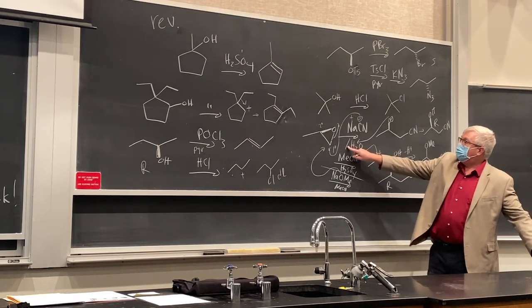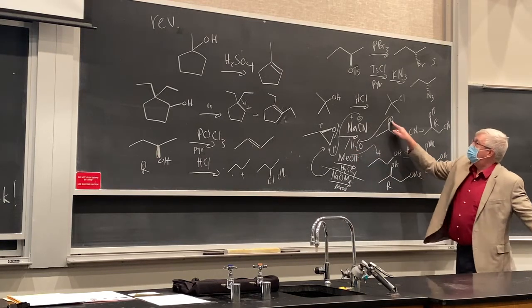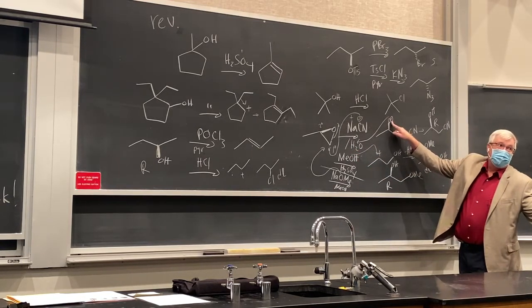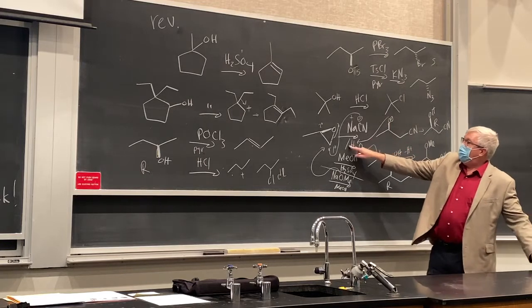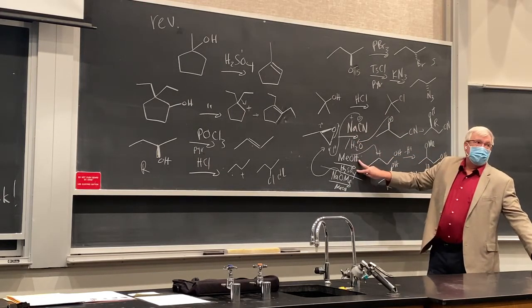When you see a slash here, that means this is added later. Okay. And that's added to protonate the alkoxide intermediate. So yeah, sometimes we have an order of how we add things. Other times they're both in there together. But yeah, we can flip these sometimes.